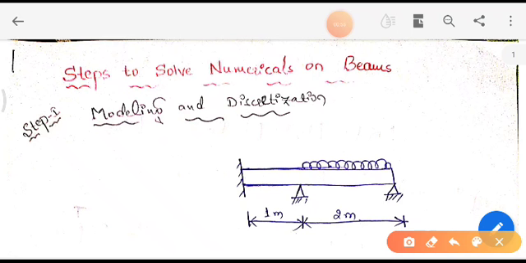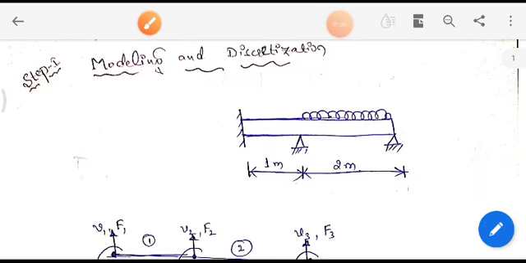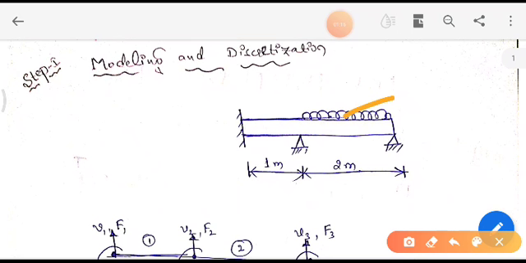The first step is modeling and discretization. Let us consider a simple beam element, a cantilever beam. If you see, it has span lengths of 1 meter and 2 meter and it is subjected to UDL. Clear?